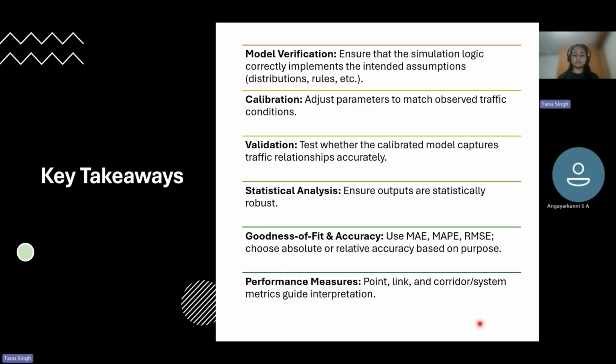So these steps ensure that the microsimulation inputs and outputs are realistic, reliable, and useful for traffic analysis and planning. So this was all about the summary of week 9. If you have any doubt, please let me know. Else, we will discuss some of the questions.